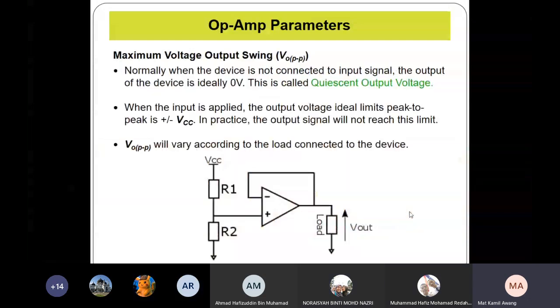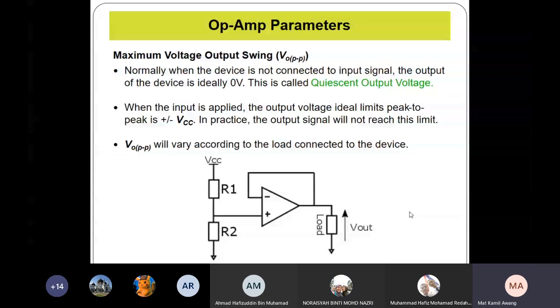Now another parameter is called the maximum voltage output swing. We have seen this, basically the V output peak to peak. Normally when the device is not connected to the input signal, the output of the device is ideally equal to zero volt. When there is no input, basically there is no output, right? So this is called the quiescent output voltage.